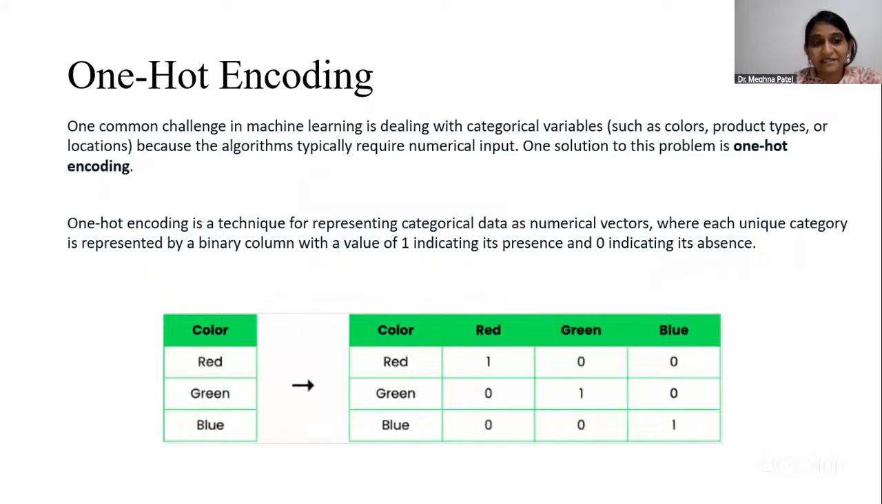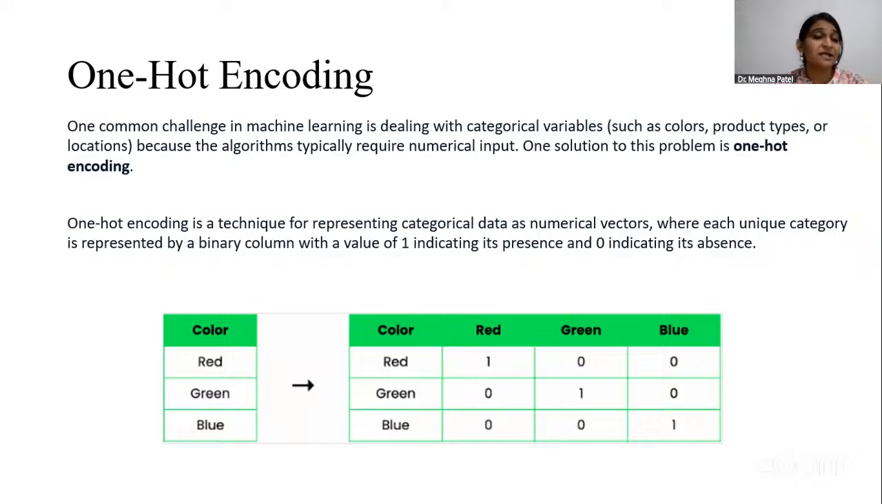Then the encoding methods we have learned. What do we mean by encoding? Machine learning already understands numerical data. But if we have categorical data with labels like color, product type, locations, city names, the machine learning algorithm can't understand it. So we convert categorical data into numerical data, and for that encoding methods are used.